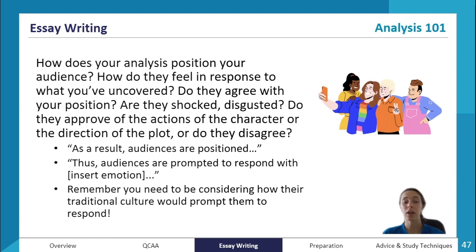Remember, you need to be considering how their traditional culture would prompt them to respond. Again, having that background knowledge of a text's context is important. So hopefully you will have done that before even really learning about the text. Hopefully you will have learned a little bit about the time period to understand the beliefs of those people and how society worked. And that is going to help you when it comes to this idea here as well with audience positioning.